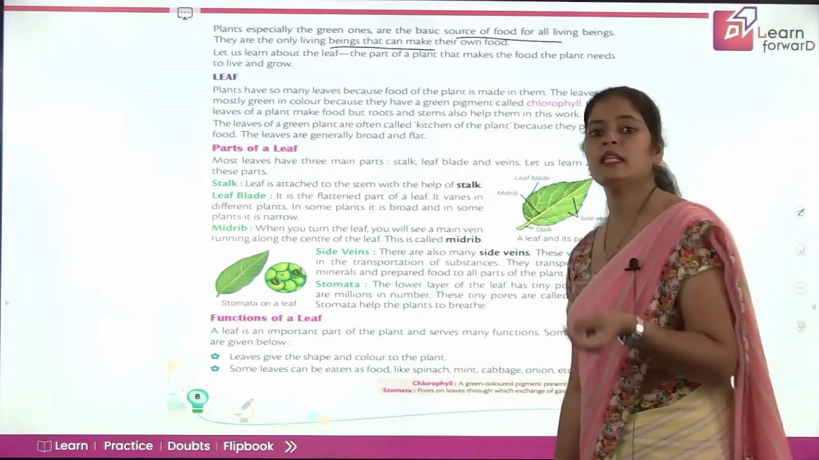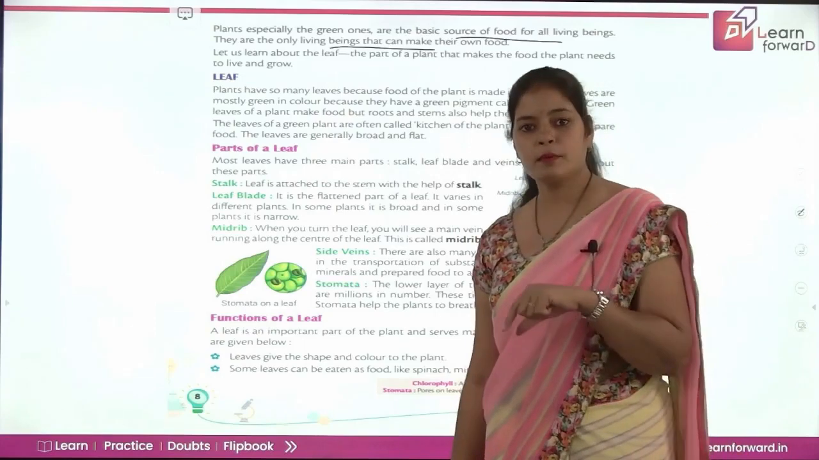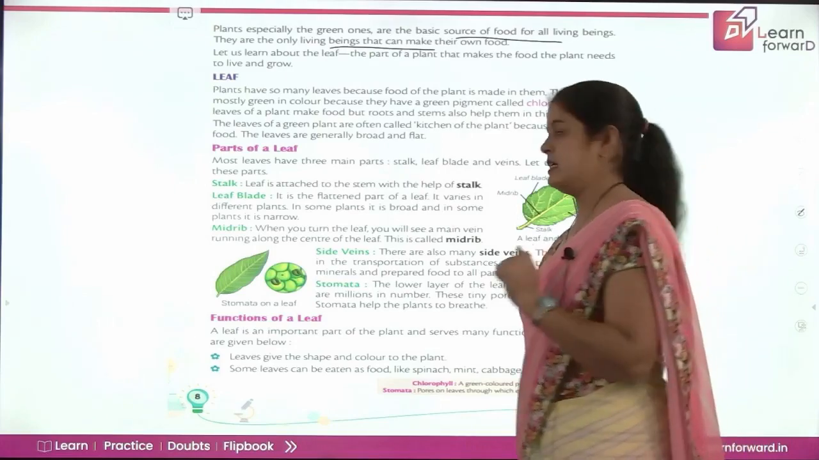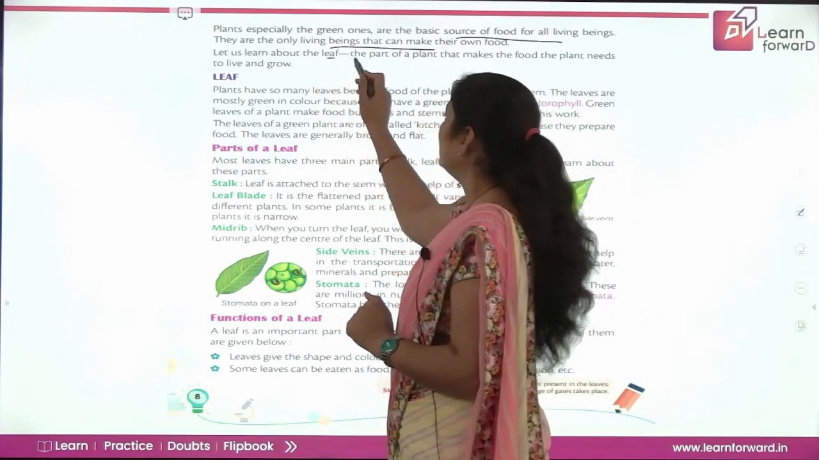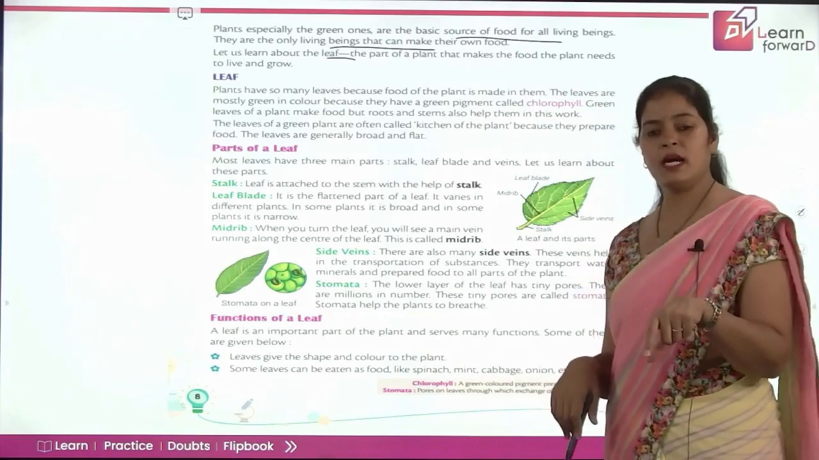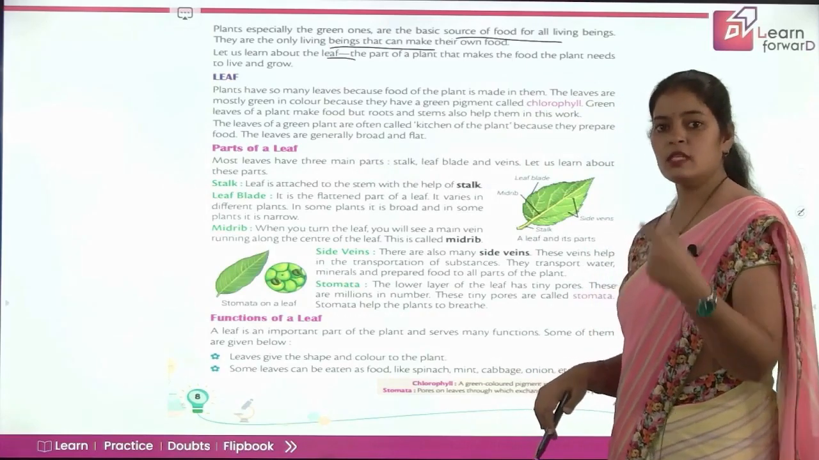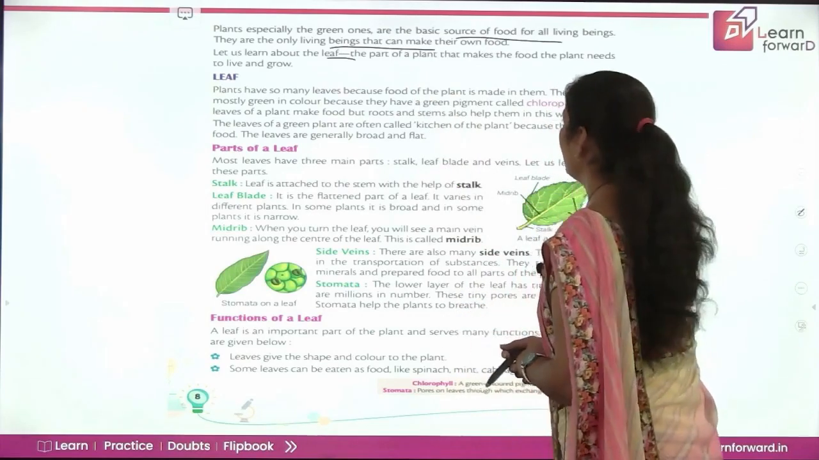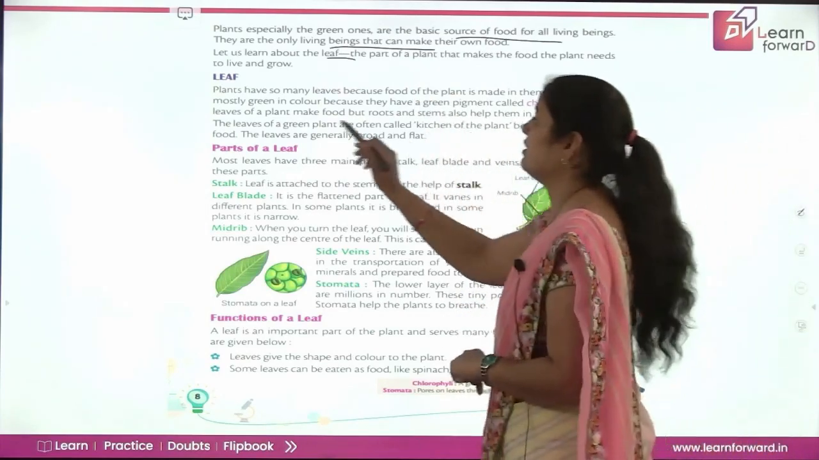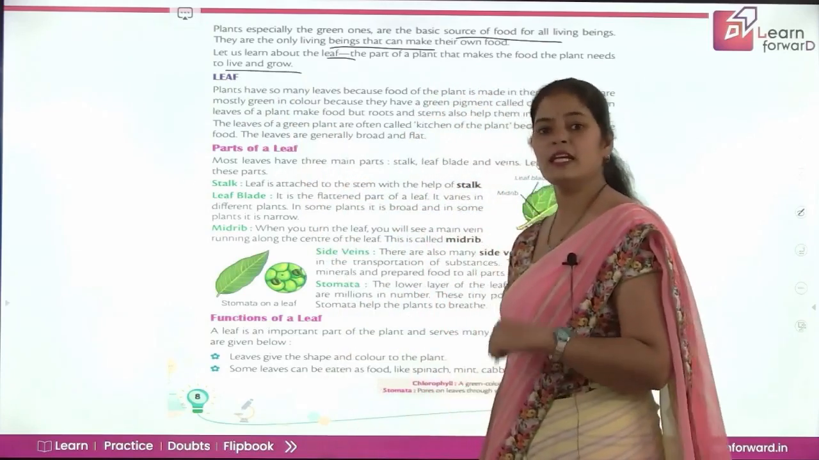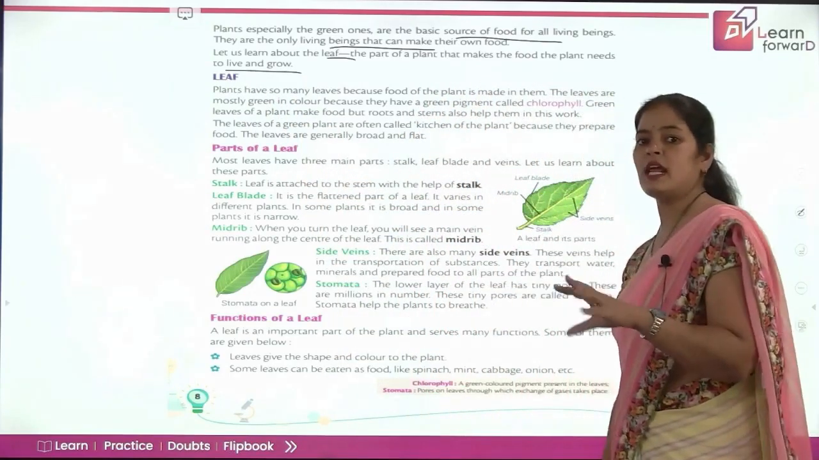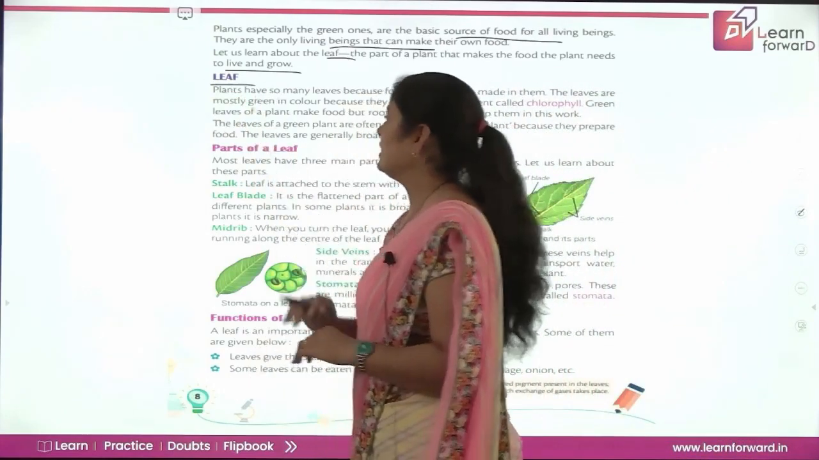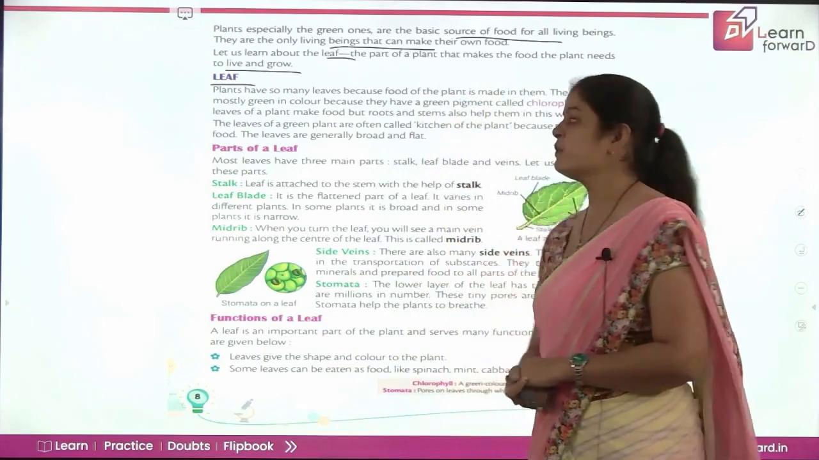They are making their own food, as well as preparing food for us, human beings, who are dependent on green plants. Now let us learn about the leaf, because leaves are the main part involved in the food processing or food synthesis process. The part of the plant that makes the food the plant needs to live and grow. So plant is preparing food for itself as well as for human beings and animals that are dependent on plants. So we'll start with leaves.